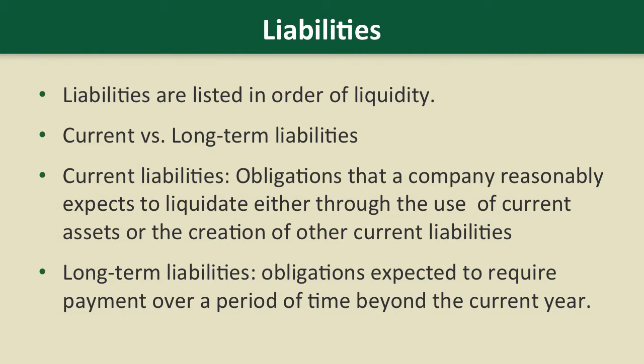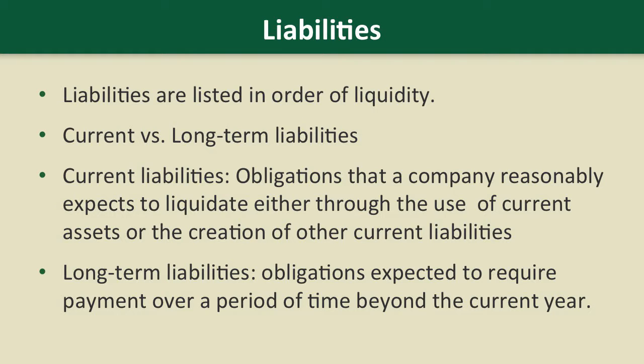After the assets, now let's talk about liabilities. Very similar to assets, liabilities are also listed in order of liquidity. So we're going to have two sections in the liability section, current liabilities and long-term liabilities. Current liabilities are going to be listed ahead of long-term liabilities. So what are those current liabilities?